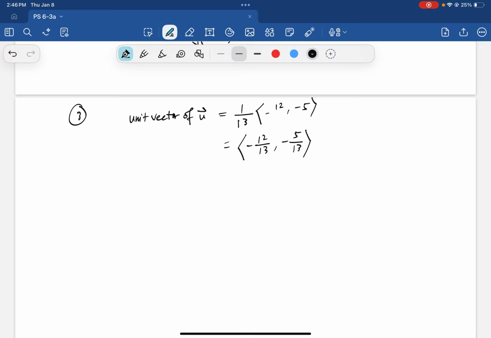And so if we want the vector v to point in the same direction as u with magnitude 3, we should simply multiply this unit vector by 3. And so the answer is going to be -36 over 13, comma -15 over 13.